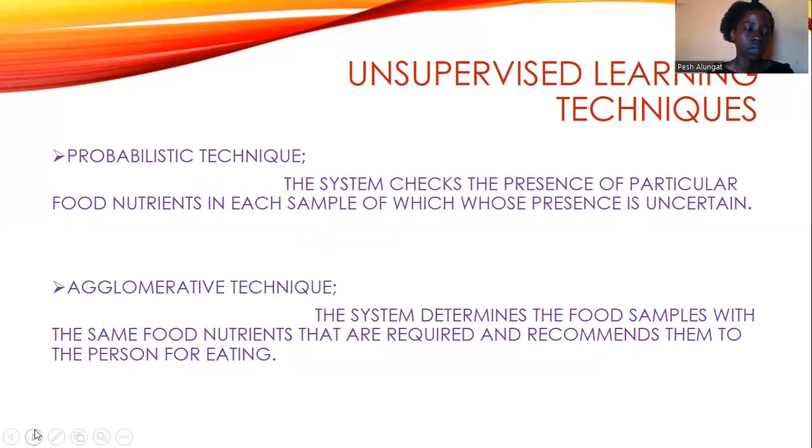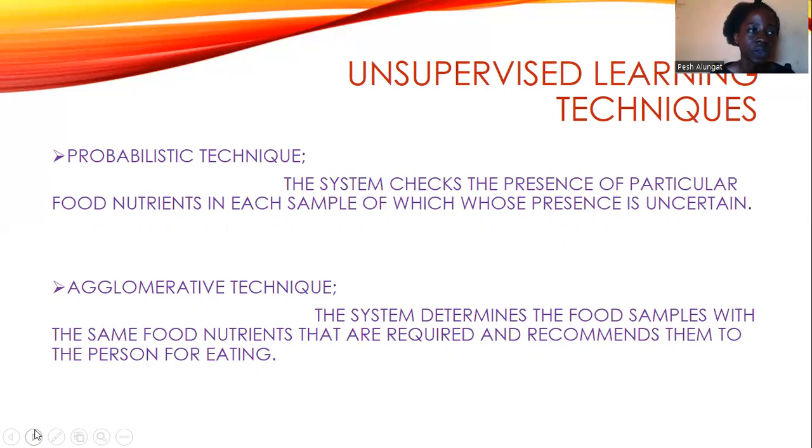So also in AI, we have two learning techniques, the supervised and unsupervised. For the unsupervised learning techniques, we are going to use the probabilistic technique. Many of you are familiar with probability. So the probabilistic technique involves the use of probability rules.